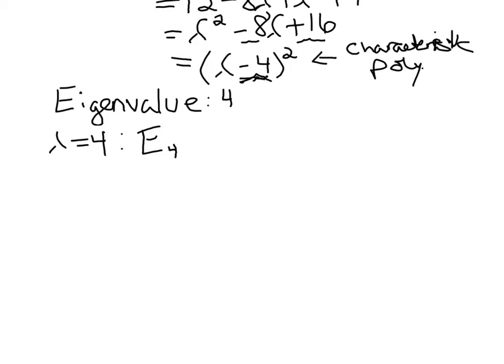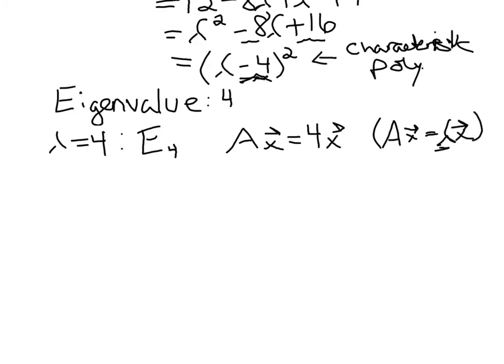Now to find that, we're looking for solutions to the equation AX equals lambda X, which in this case is 4 times X. Because remember, X is an eigenvector if A times X equals some scalar multiple of that vector. And in this case, the scalar multiple we already know needs to be 4.